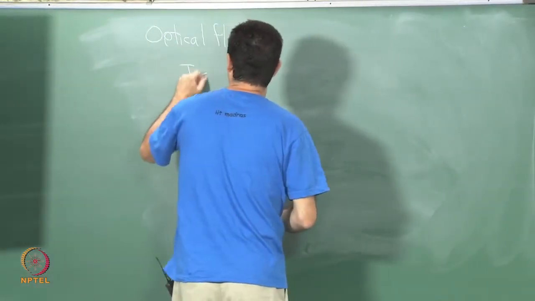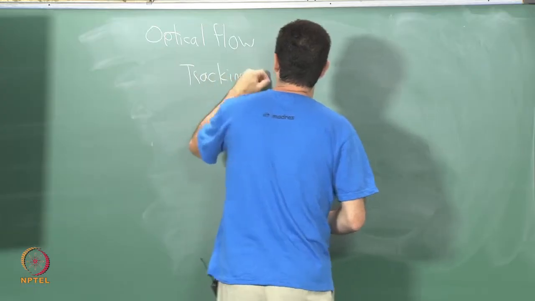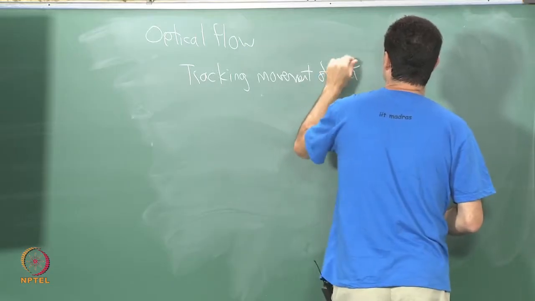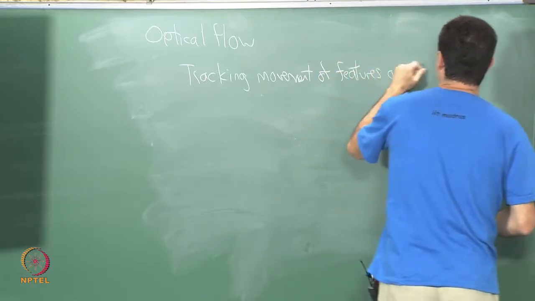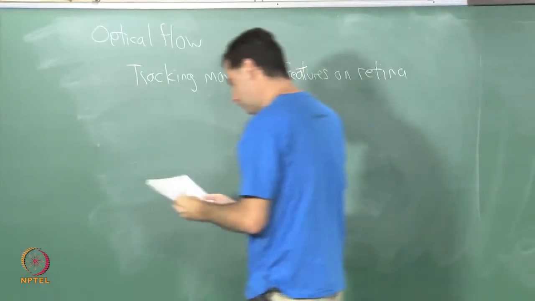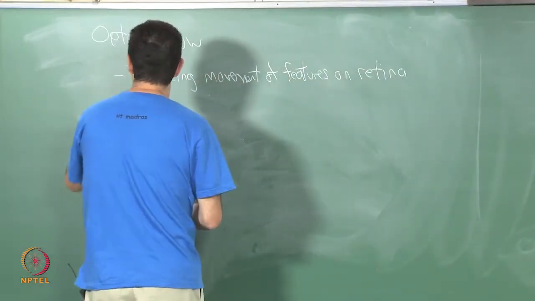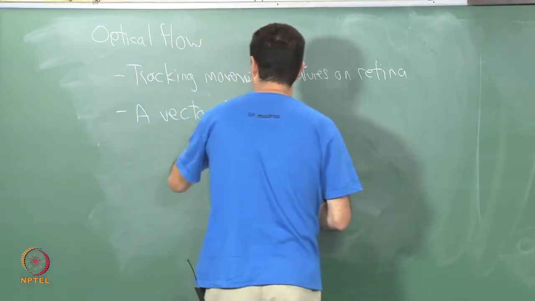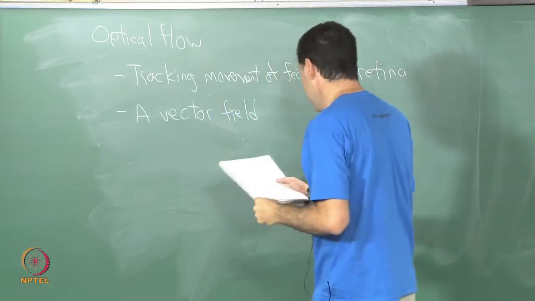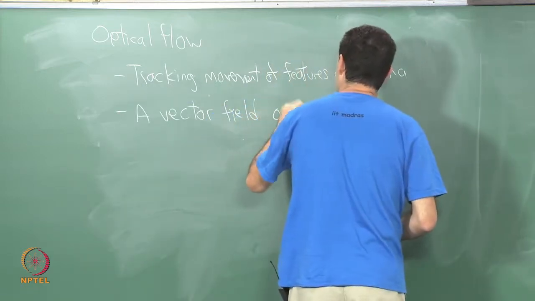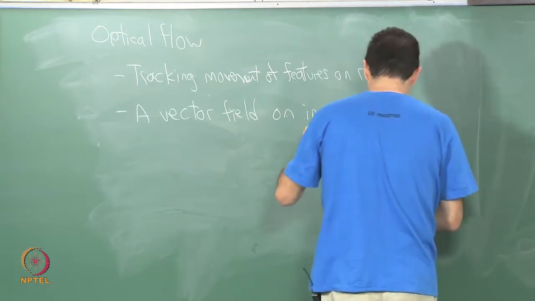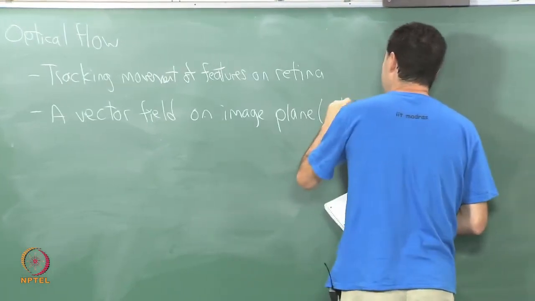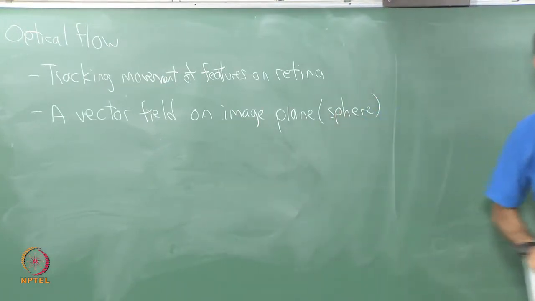So it's tracking movement of features on the retina. And we end up with a kind of vector field, kind of velocity field on the image plane. Or roughly the image sphere if you think about the way the retina is shaped. It's fine.